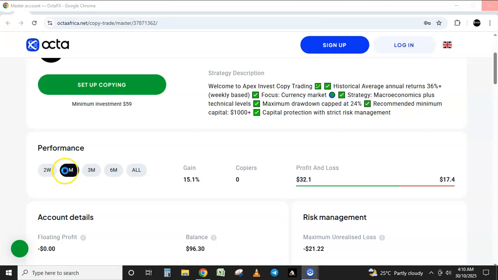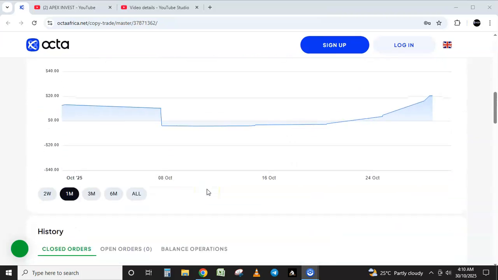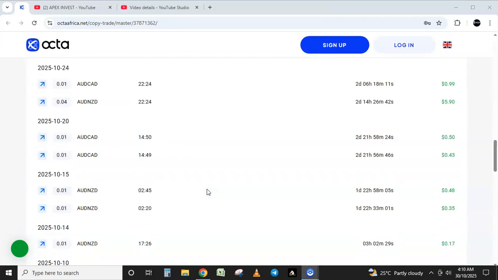You can always go on 1 month. So this is the performance, but if you average it down, it's within the ambit of 3 to 5%, because at a point we were trading a low size, and it was actually at the end of the month that we decided to cap it at $1,000. So this is some of the trades that were taken.